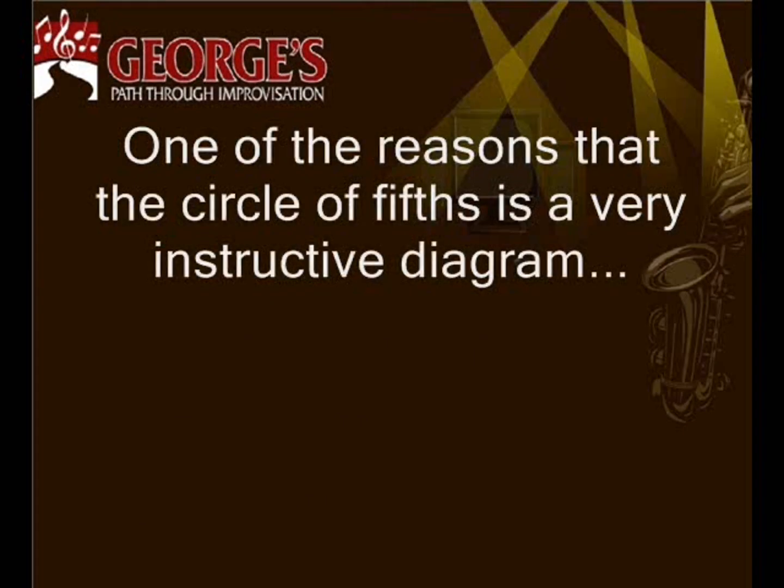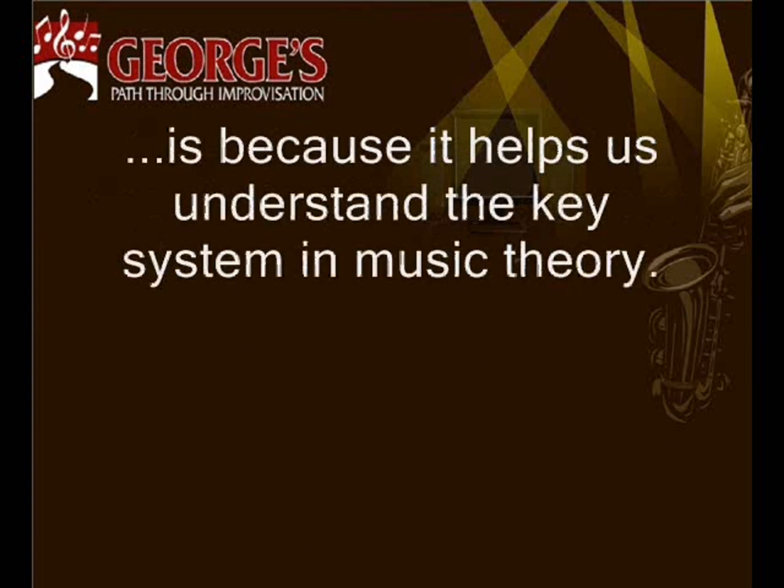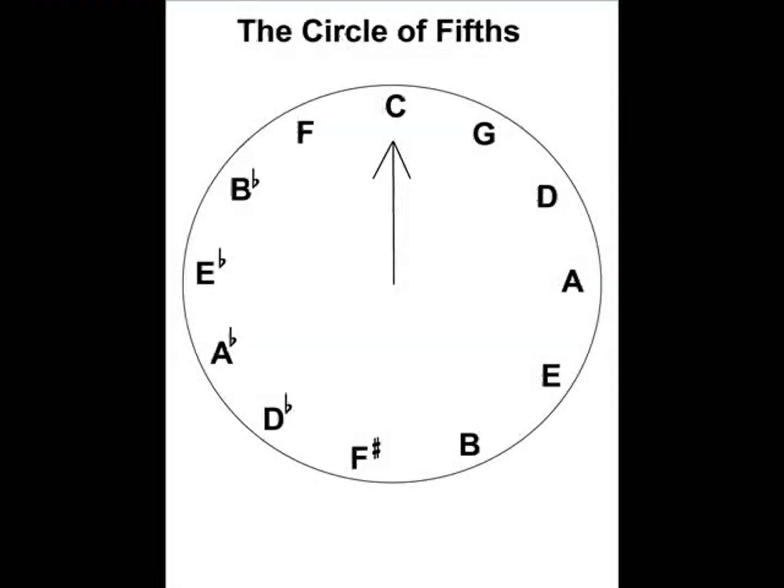One of the reasons that the circle of fifths is a very instructive diagram is because it helps us understand the key system in music theory. Starting at the top with the key of C, we have no flats or sharps, but then as you move clockwise, the key of G has 1 sharp, the key of D 2 sharps, the key of A 3 sharps, and so on.